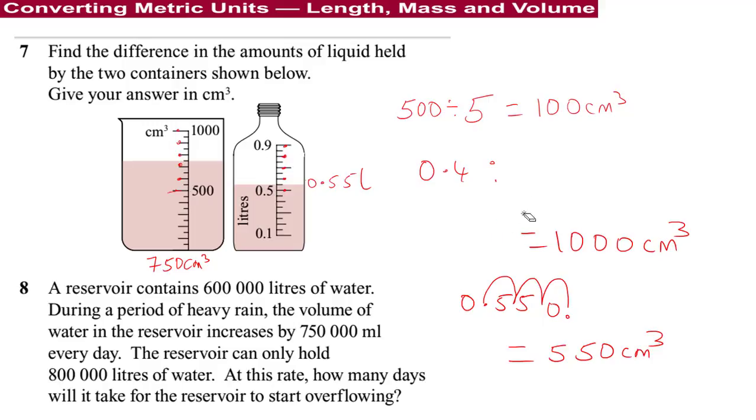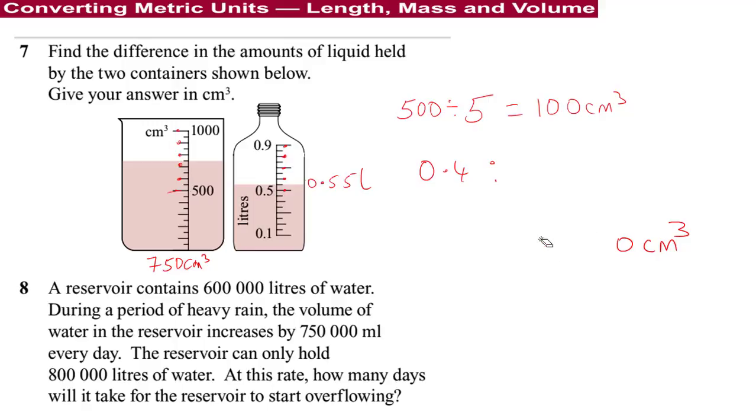Right. Question 8. Let's look at question 8 quickly. It says a reservoir contains 600,000 liters. So it's like a big tank, has got 600,000 liters of water. Now, during a period of heavy rain, the volume of water in the reservoir increases by 750 milliliters every day. So every single day, they're adding 750. The reservoir can hold no more than this.